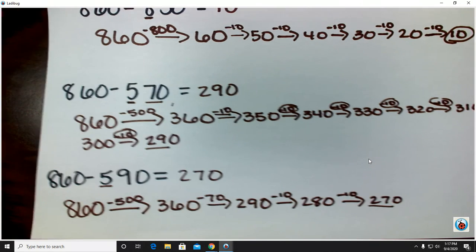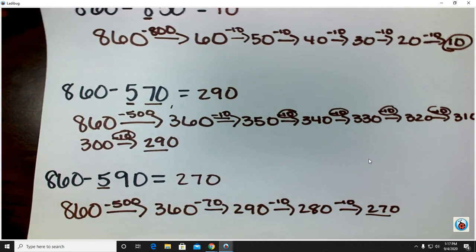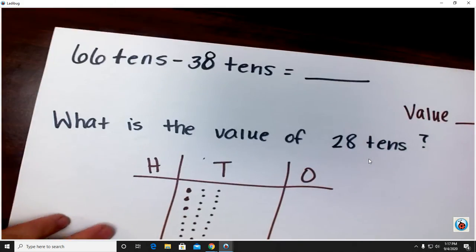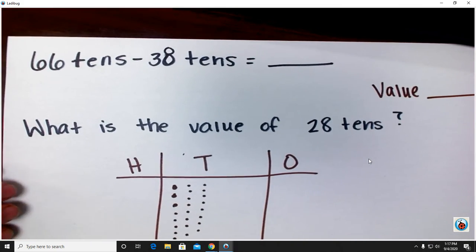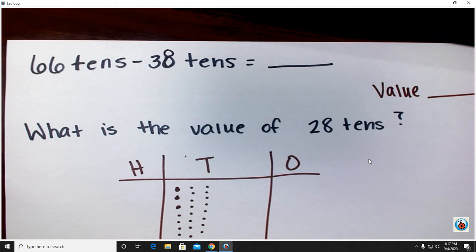So just make sure you slow down a little and pay close attention to your subtraction. All right. And the last few we're going to do before it's time for you to practice is just this one again, like we did with addition, but we're subtracting. So we have 66 tens minus 38 tens.